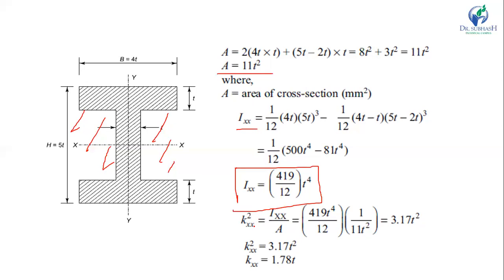Now we know that I is equal to Ak square. So k square xx is equal to Ixx upon A. Put the value of Ixx, 419 t raised to 4 upon 12, and area 11 t square. So therefore k square xx is equal to 3.17 t square. So therefore kxx, radius of gyration, is equal to 1.78 t.